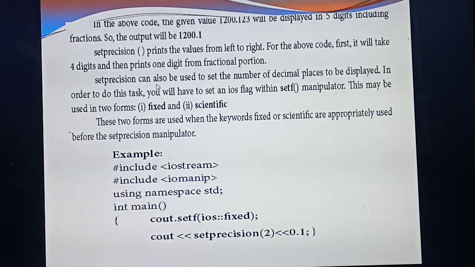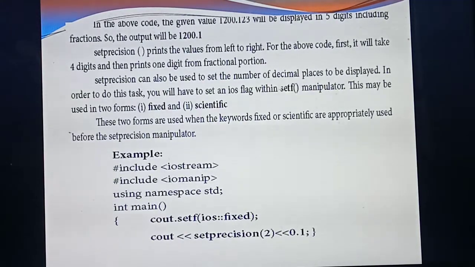That means after the decimal point, how many numbers need to be displayed. That also you can set using set precision. Understood? Okay. So, in order to display set precision with a decimal point, you should use an ios flag. Listen carefully. You are going to give set precision along with decimal numbers. For that, which flag should you use? The ios flag along with a new manipulator called setiosflags.